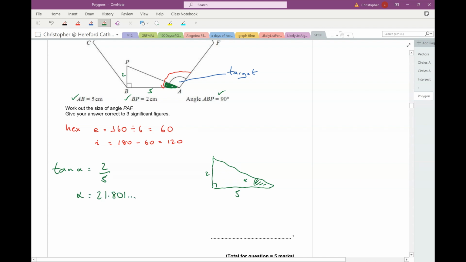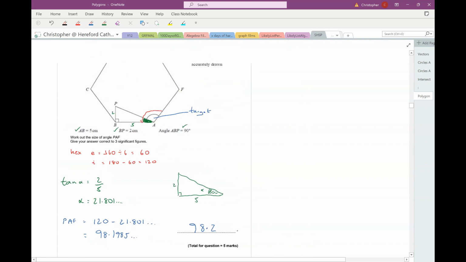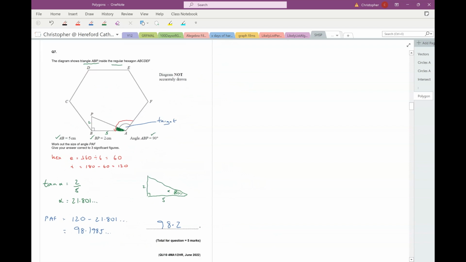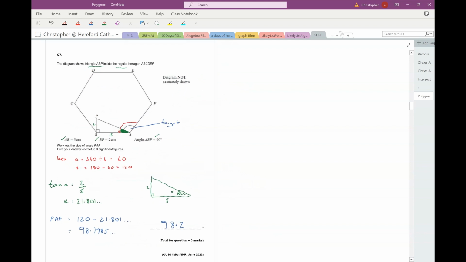21.801 and so on. So now to work out that target angle, which is PAF, I'm going to do the whole of the interior angle, subtract alpha, right, gives me an answer of 98.1985 and so on, and so to 3 significant figures, that's 98.2 degrees. And that is question 7 done.